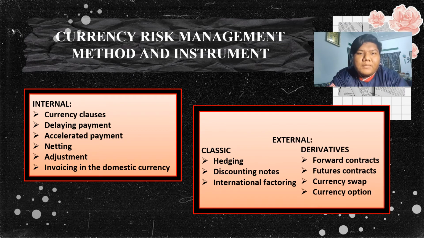Next is currency risk management methods and instruments. They are divided into two, internal and external. In internal, they have currency clauses, delay in payment, accelerated payment, netting, adjustment, and invoicing in domestic currency. For external instruments, they divide into two, classic and derivative. In classic, they have hedging, discounting notes, and internal factoring. For derivative, they have forward contracts, futures contracts, currency swaps, and currency options.